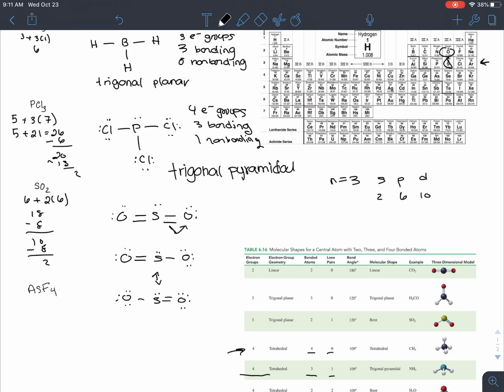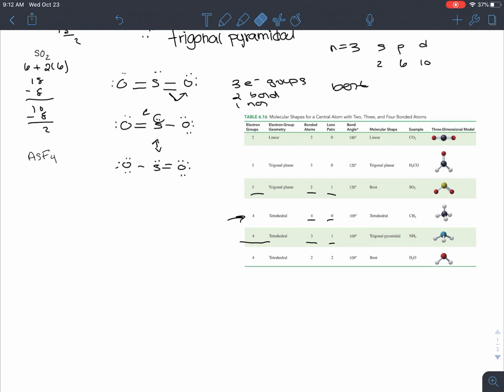Now let's look at the shape. Looking at just the sulfur, we have 1, 2, 3 electron groups, 1, 2 bonding groups. Remember that even though this is a double bond, it counts as one group of bonds, and we have 1 non-bonding. So the shape for 3 electron groups, 2 bonding, 1 non-bonding is bent.